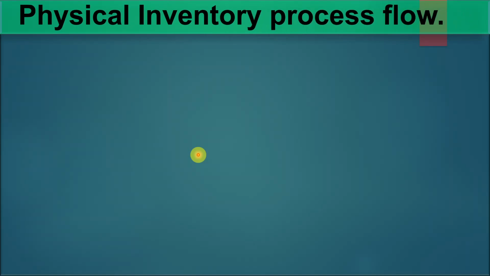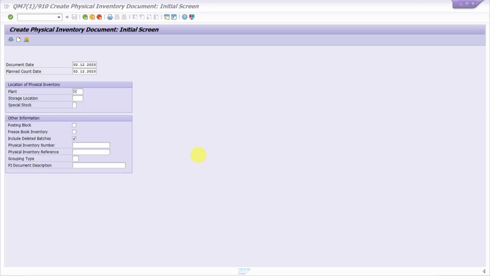So now let's see physical inventory in the actual system. What is the first step? We have to create a physical inventory document. But before that, we must have certain materials.